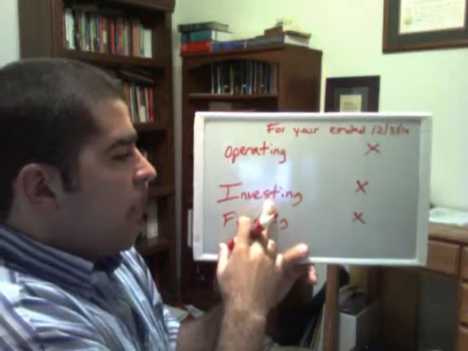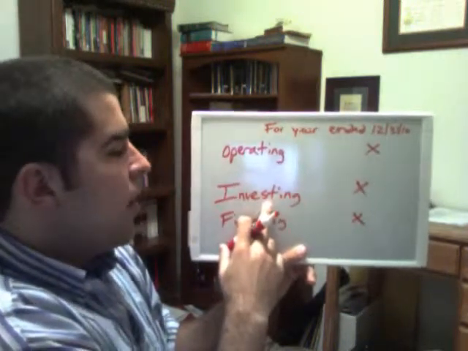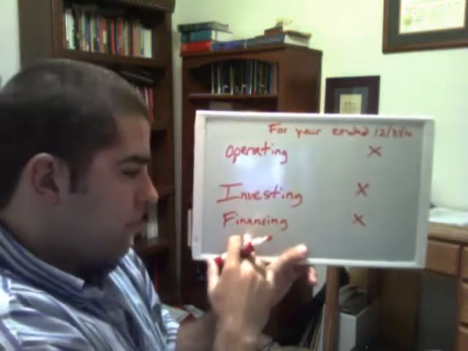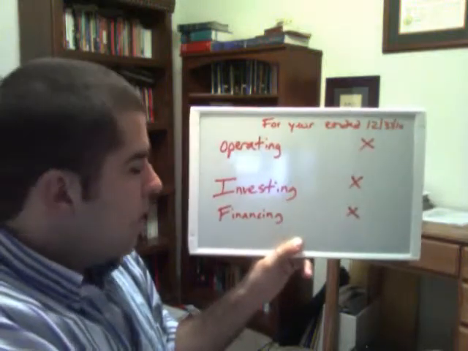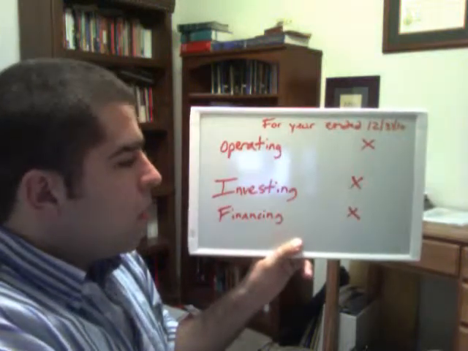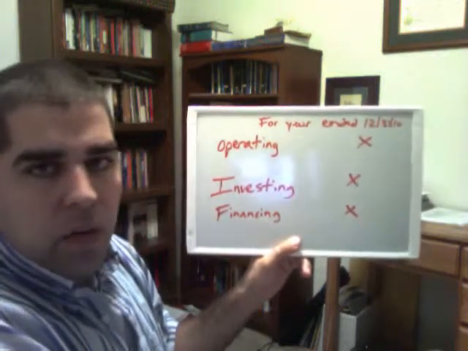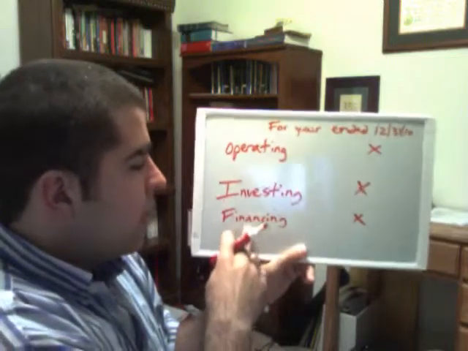The investing section is going to have to do with long-term assets. So think about your land and buildings and investments, all these different things that are long-term assets that we're buying and holding for a profit later on. The financing section is related to your debt and your stock. So as we go out and we borrow or we issue stock, or as we pay back stock, or we purchase treasury shares, these are transactions that are going to go in the financing section.